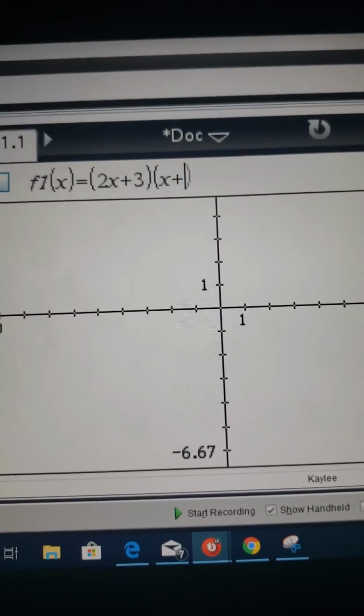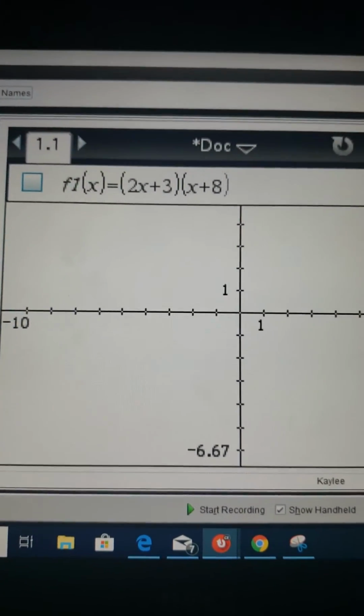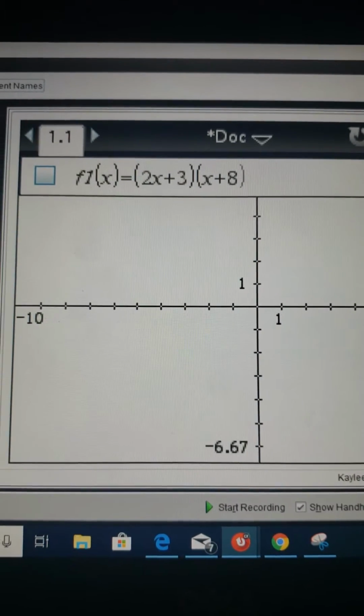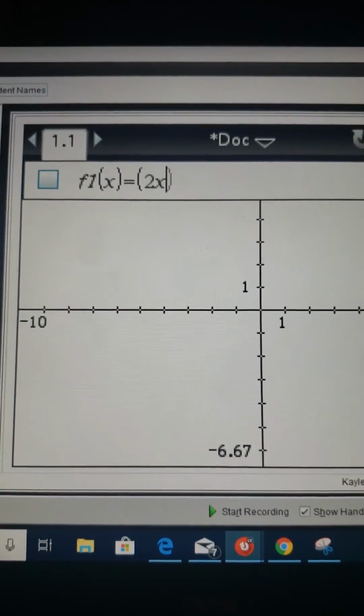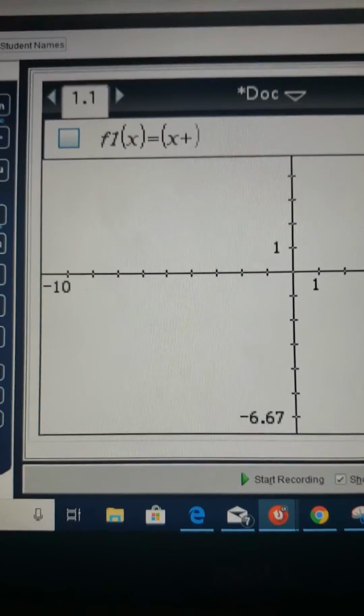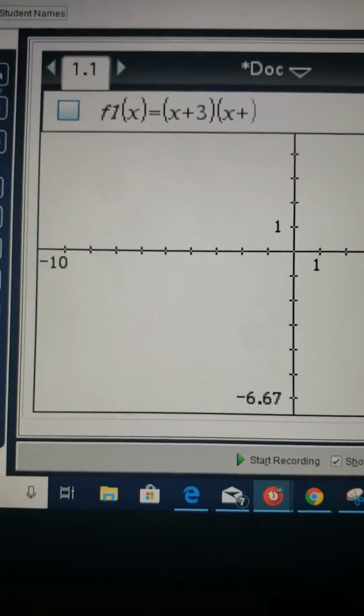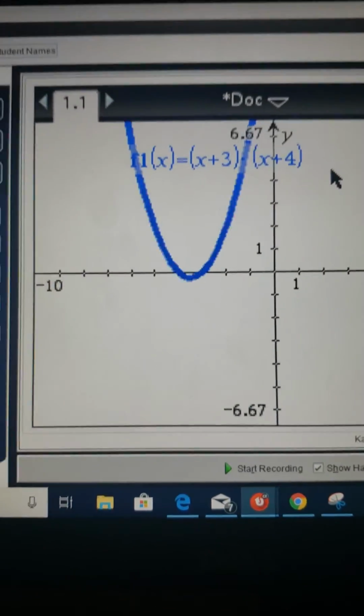There's no 2 there. Which one are you doing? Kaylee, tell me which one are you doing, because I have no idea what you're doing. Number 3? No, we need to do one that we already know the answer to, because we're checking it. So x plus 3 and x plus 4 in parentheses. There you go. Hit enter.